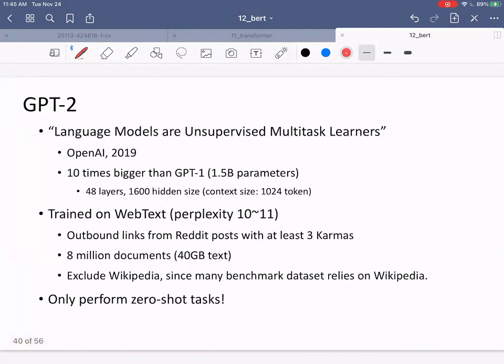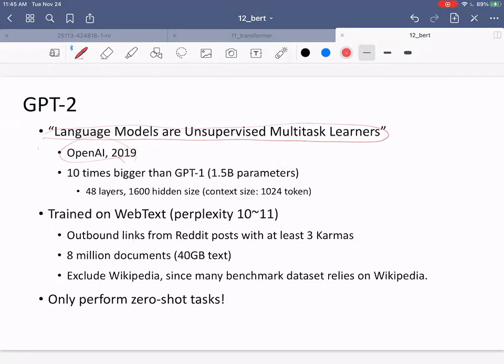All right, moving on to GPT-2, GPT-3. So the title of GPT-2 was Language Models Are Unsupervised Multitask Learners. And again, it wasn't published anywhere. It was just a technical report by OpenAI sometime in the middle of 2019. I'm not sure when exactly.